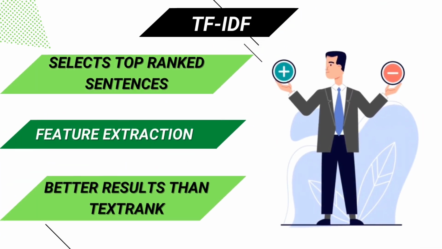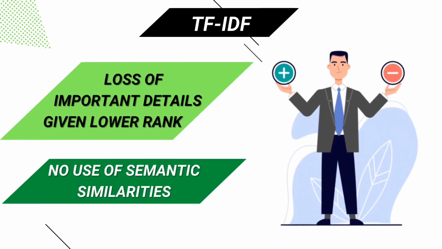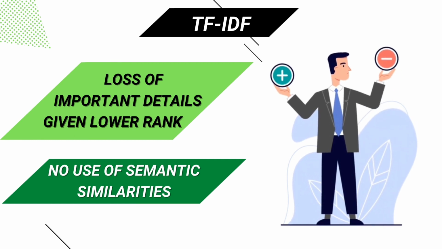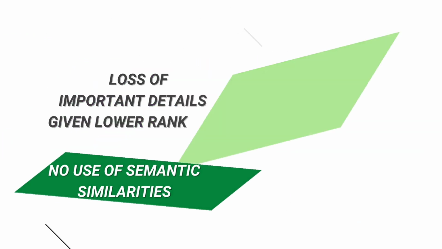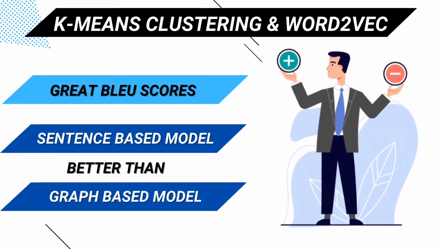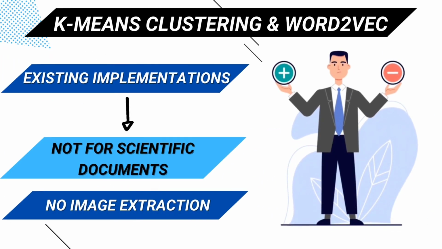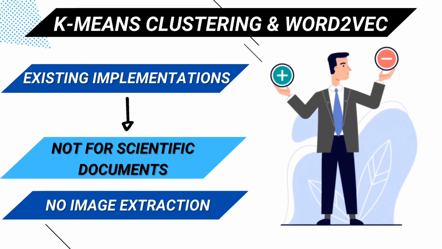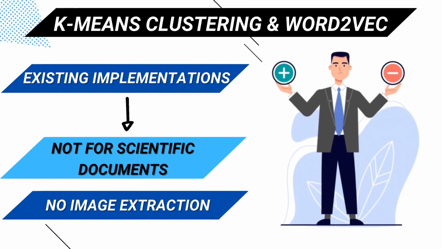TF-IDF works by extracting features from the input and selecting top-ranked sentences. It performs better than TextRank, but it doesn't consider semantic similarities between sentences and important points in lower-ranked sentences might be lost. A combination of k-means and word-to-vec model yields great BLEU scores and performs better than sentence and graph-based models. Having said that, the existing implementations are not focused on scientific documents and do not extract images.